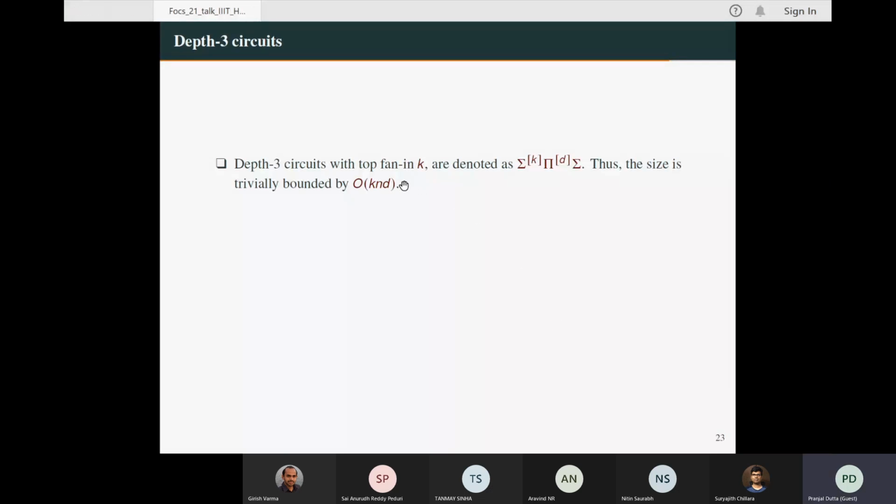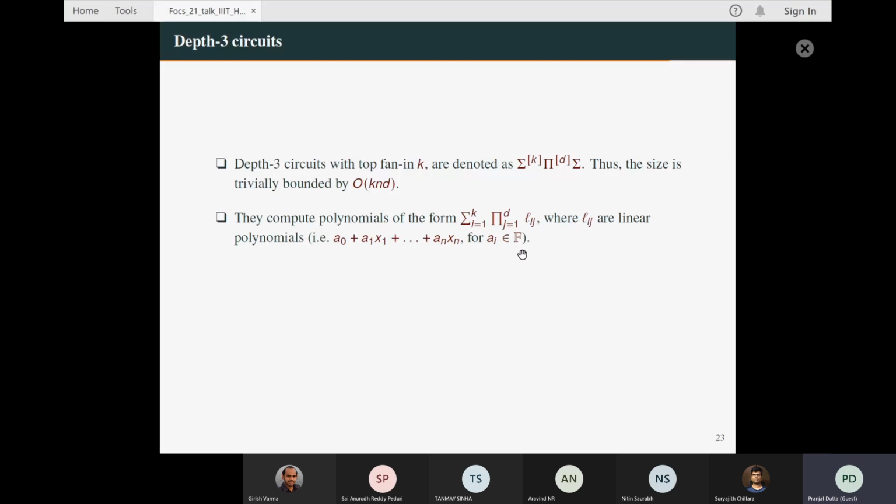We will be talking about depth 3 fanin k circuits. What do they compute? They compute ΣkΠdΣ, that is, polynomials of the form sum of products of linear polynomials. Linear polynomials are just a0 plus a1 x1 up to an xn. You are taking products and summing up k many things. That is the Σk, the top fanin; the product fanin is d, and the Σ at the bottom is these linear polynomials being computed.